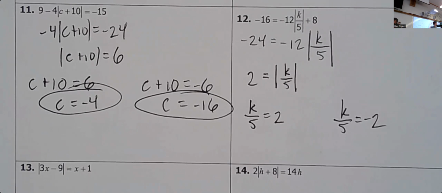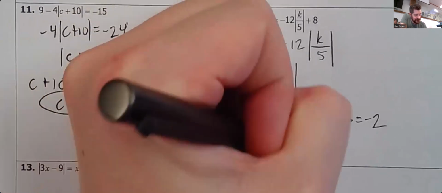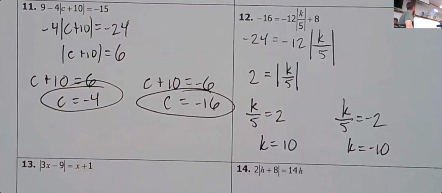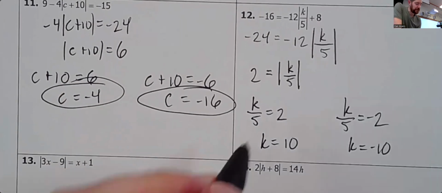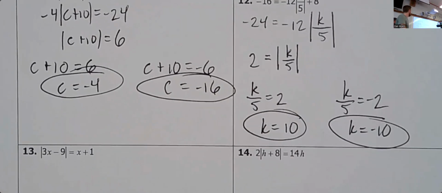Oh, wait, we're not done yet. We got to solve. Sorry. How about 10 and negative 10 for k? Multiply by 5. K equals 10. Sorry, I need to finish this problem first. K equals negative 10. Let's try that. 10 divided by 5 is 2. 2 times negative 12 is negative 24. Plus 8 is negative 16. Oppositely, it also works with negative 10. So yeah, these both work. All right. So nothing with extraneous yet.